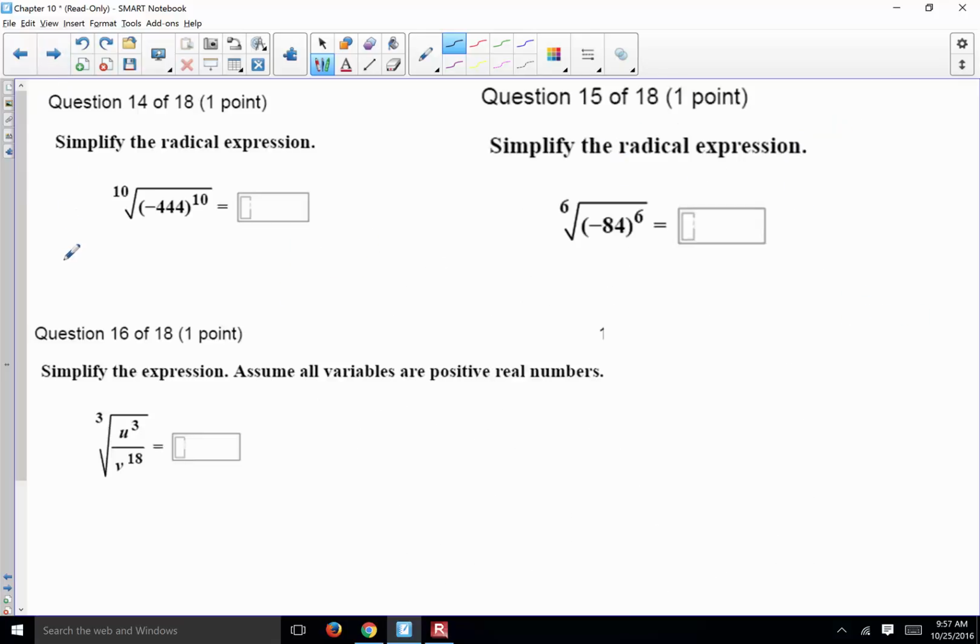Okay, we're going to do these things with numbers now. Just check what type of index you have and tell me if we need an absolute value or not. Do we need an absolute value? Yes or no? Do we need an absolute value? This is even. Yes, we shall need an absolute value on our answer.